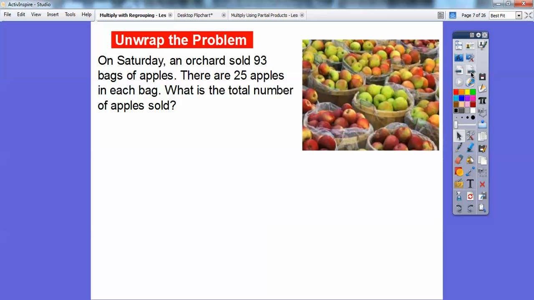So here's a problem. On Saturday, an orchard sold 93 bags of apples. Right now is apple season, so it's October-ish for us right now, and there are 25 apples in each bag. What is the total number of apples sold?